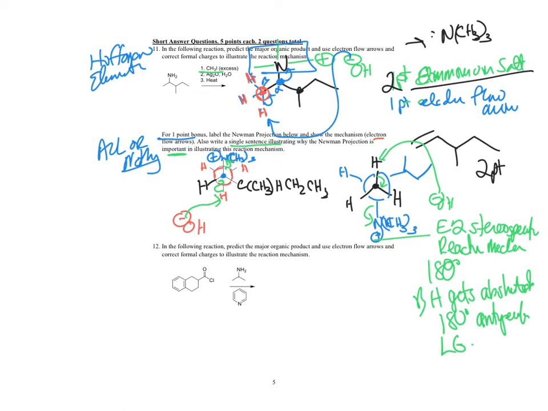All right, for the next one, number 12, you're to write your major organic product, use electron flow arrows and correct formal charges for the mechanism. Okay, so the first thing, you want to show your lone pairs, and you need to draw your tetrahedral intermediate.